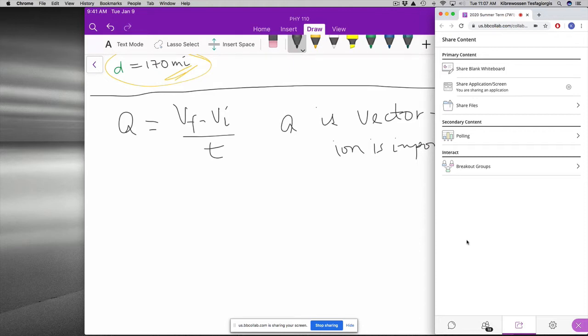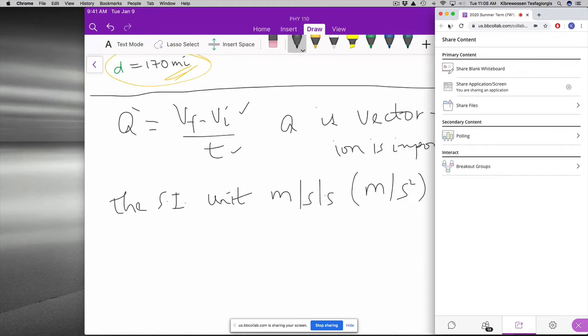And when we talked about the unit, the SI unit of acceleration is the SI unit of velocity, which is meter per second, and then per time. See, here we have time. So the SI unit of acceleration is the combination of the SI unit of velocity and the SI unit of time, so that means meter per second, per second. We just call it meter per second squared.